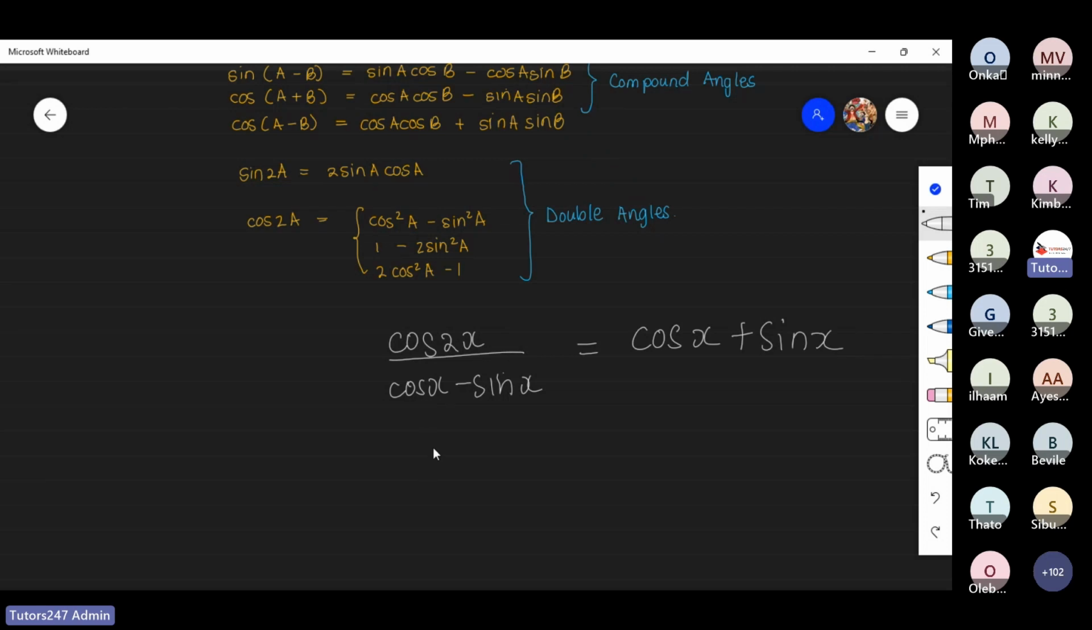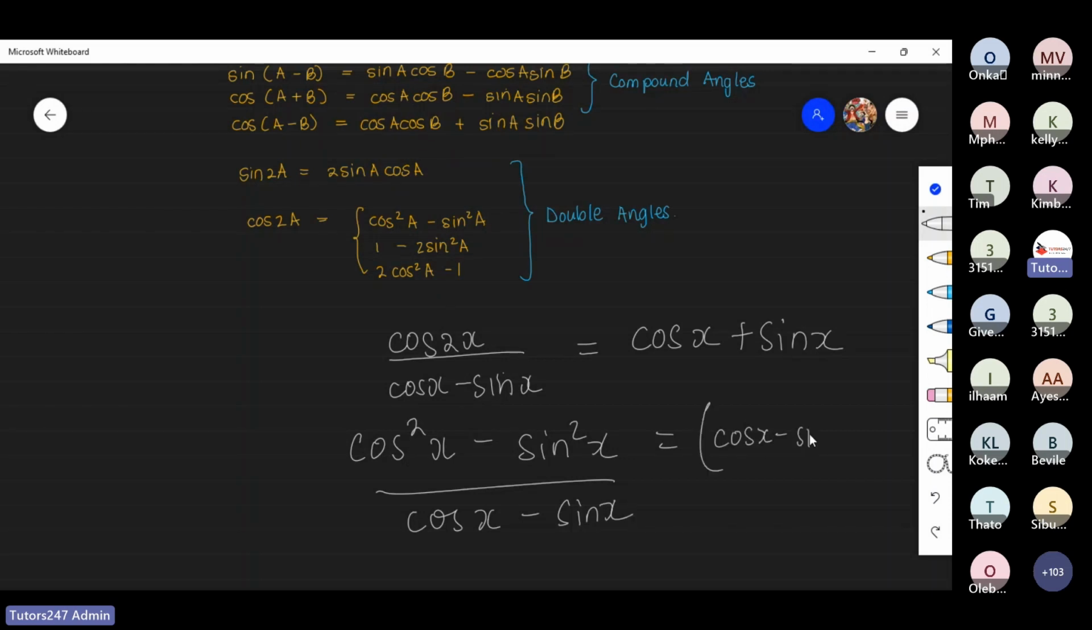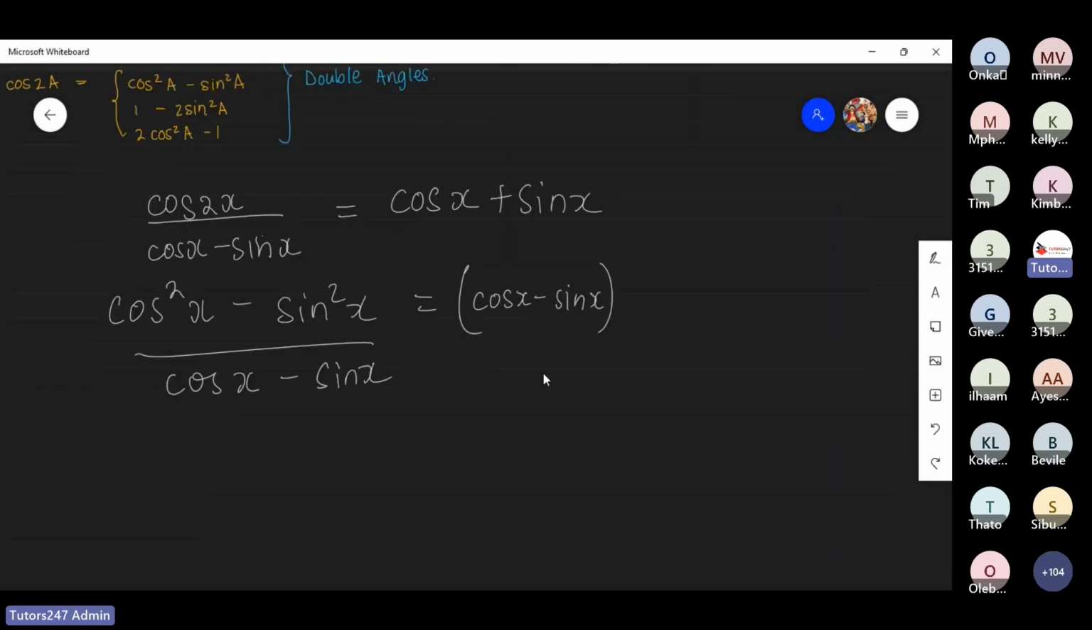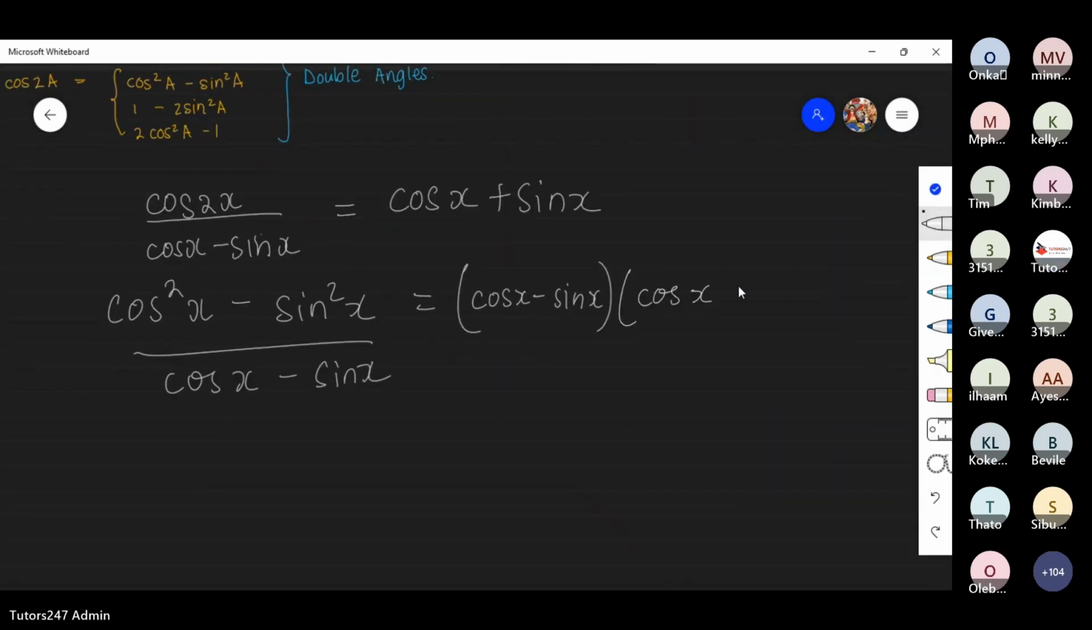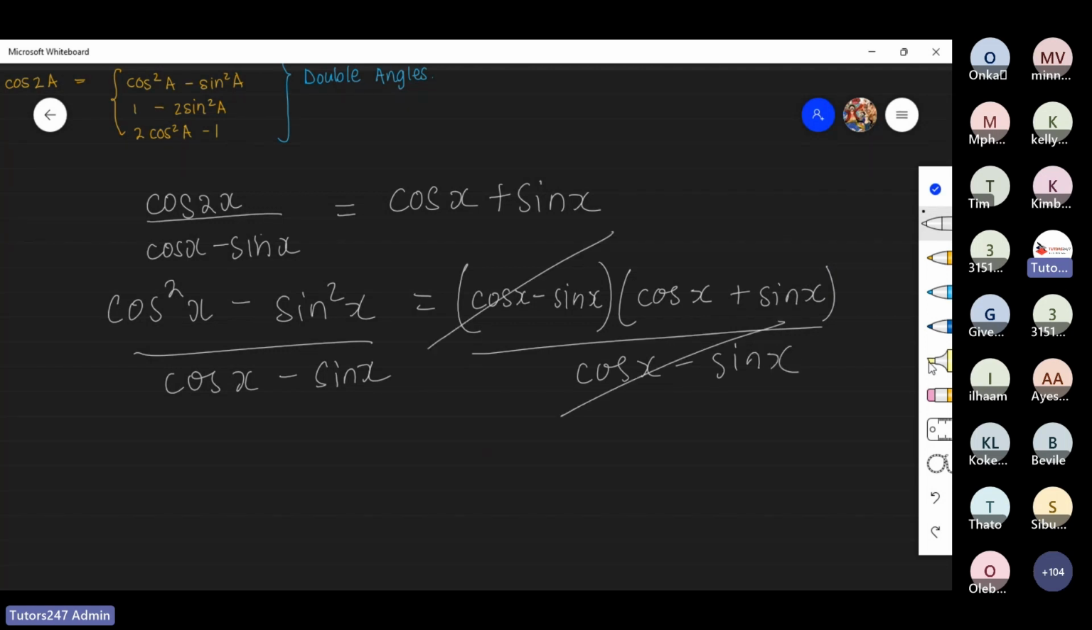So if you were to simplify this, all you would do is substitute cos squared of x minus sine squared of x over cos x minus sine x. From here, because this is a difference of 2 squares, you can simplify this into cos x minus sine x and cos x plus sine x, all over cos x minus sine x. From there, this cancels this. And as you can see, we are left with the right-hand side.